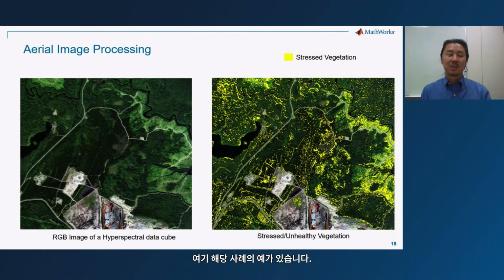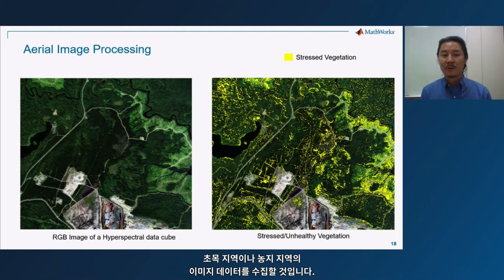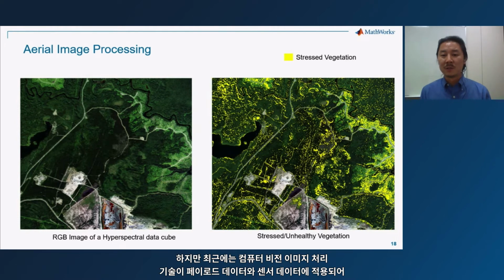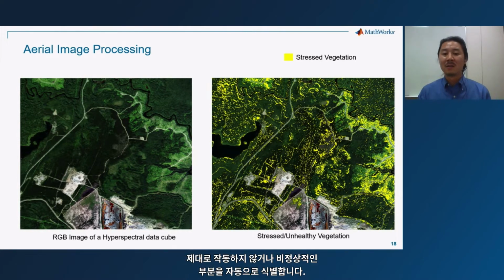Here's an example of one such case, right? So an aerial system will fly at a specific altitude to gather imagery data of a specific vegetated area or a farmland area. And typically, sometimes you can easily understand which areas are problematic and perhaps not doing too well. But recently, computer vision and image processing techniques are applied to the payload data, to these sensor data, to automatically identify areas which are perhaps stressed or unhealthy, right? So you could clearly see that highlighted on the right side.